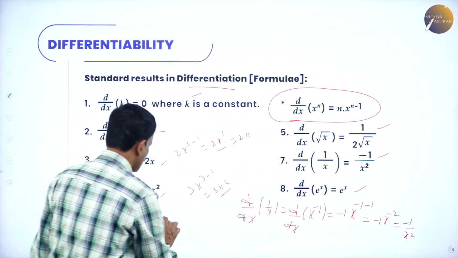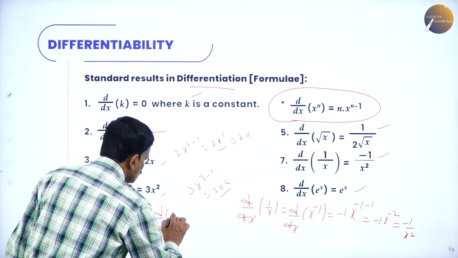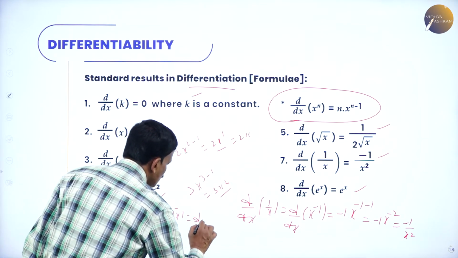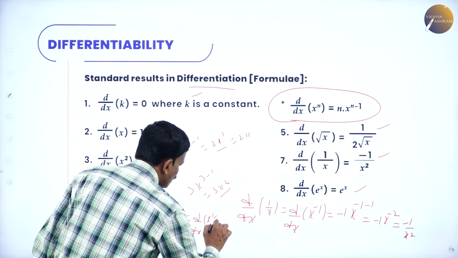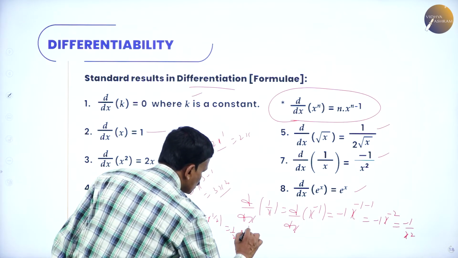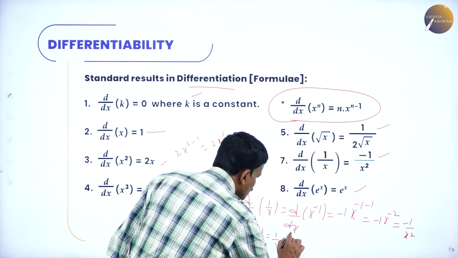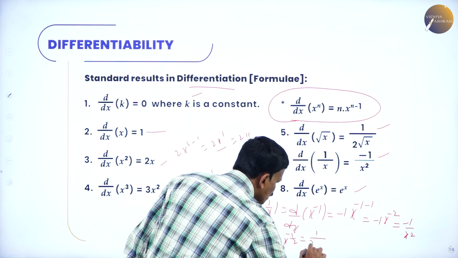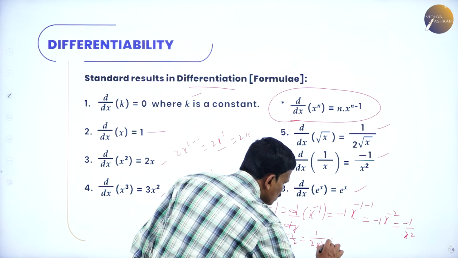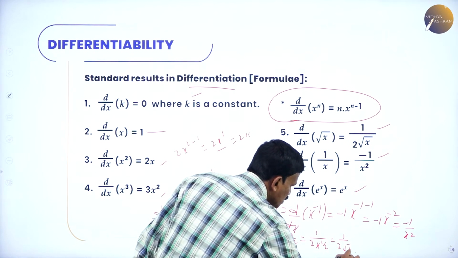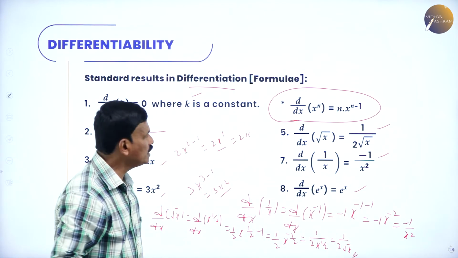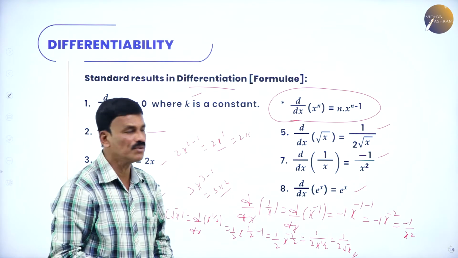Similarly, d by dx of root x can be written as d by dx of x to the power of 1 by 2. What is n? 1 by 2, x to the power of 1 by 2 minus 1. This is equal to 1 by 2 x raised to minus half. Bring this to the denominator, 1 over x raised to plus half is 1 over 2 root x. That's it. Just keep it in mind. d by dx of root x is 1 over 2 root x.